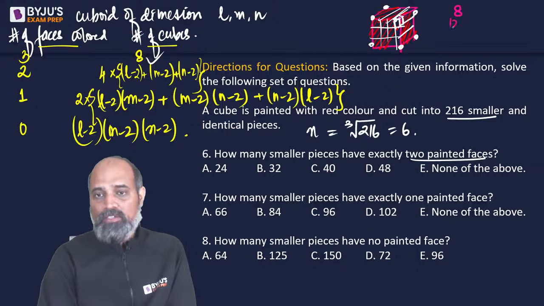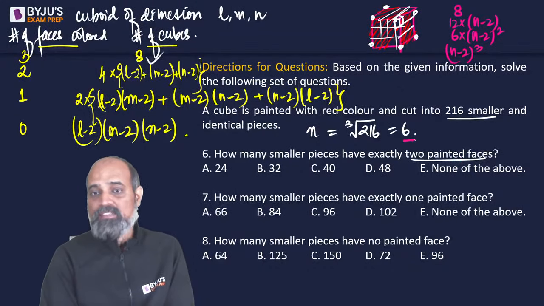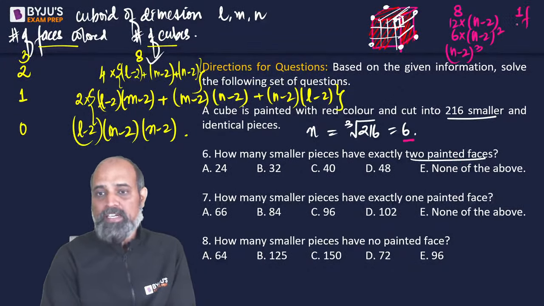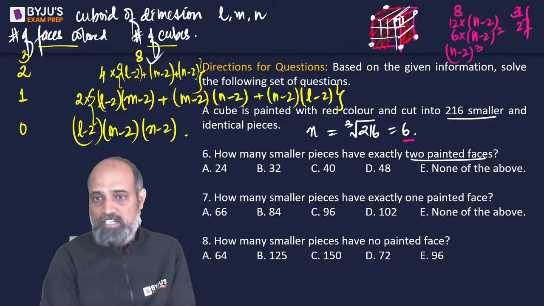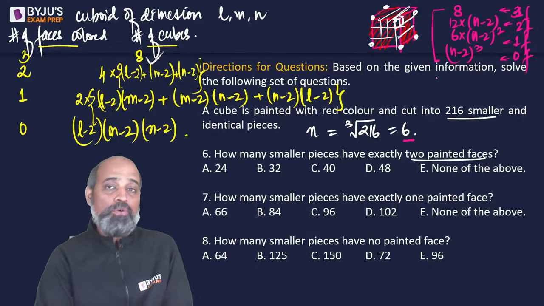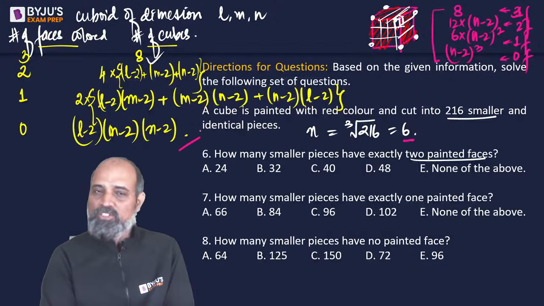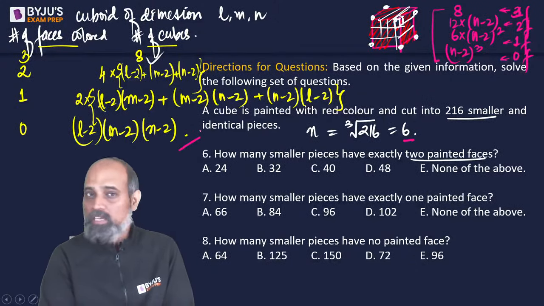8, 12 times n minus 2, 6 times n minus 2 whole square, and n minus 2 whole cube. If we are dealing with cubes, n is 6. This is 3 faces painted, 2 faces painted, 1 face painted and 0 face painted. अगर आपने ये याद किया और क्वेश्चन में अगर क्यूबॉइड आ गया तो क्या करोगे? ये तो करना ही पड़ेगा ना, कोई और रास्ता तो नहीं है.